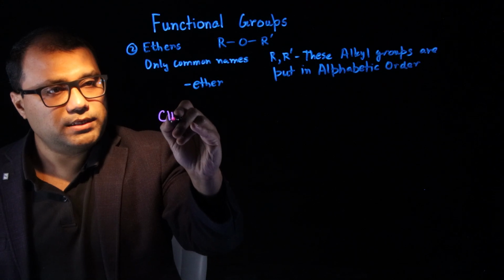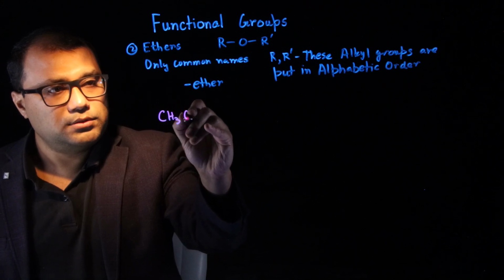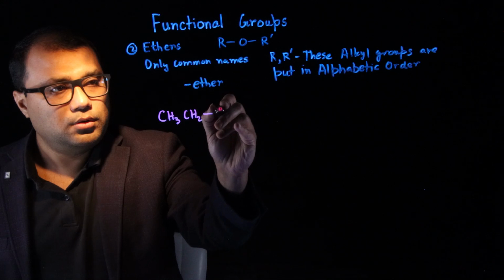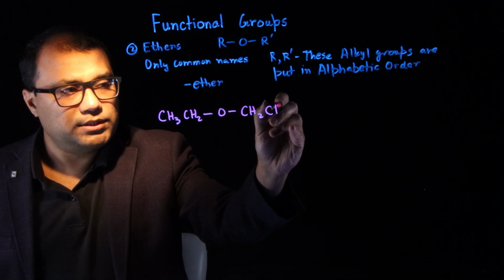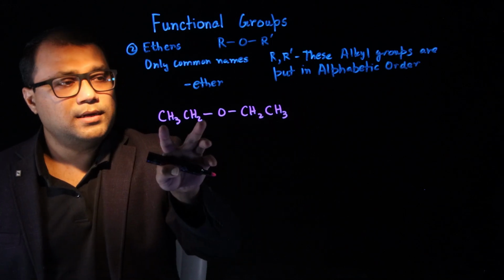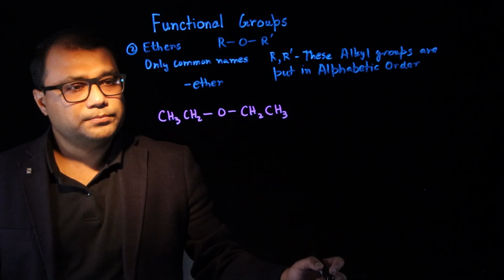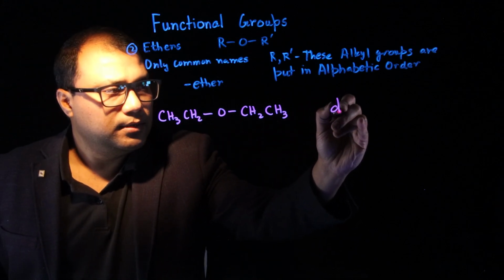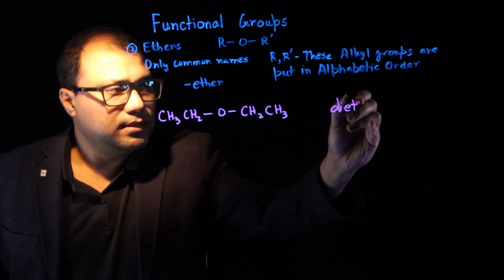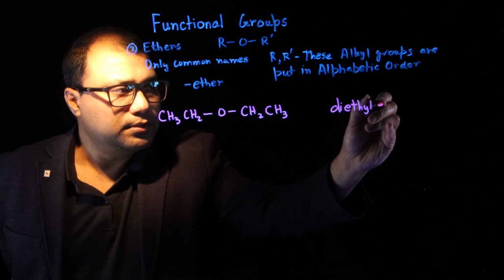Let's say we have CH3, CH2, O, CH2, CH3. So both are ethyl alkyl groups. So we will write this as diethyl ether.